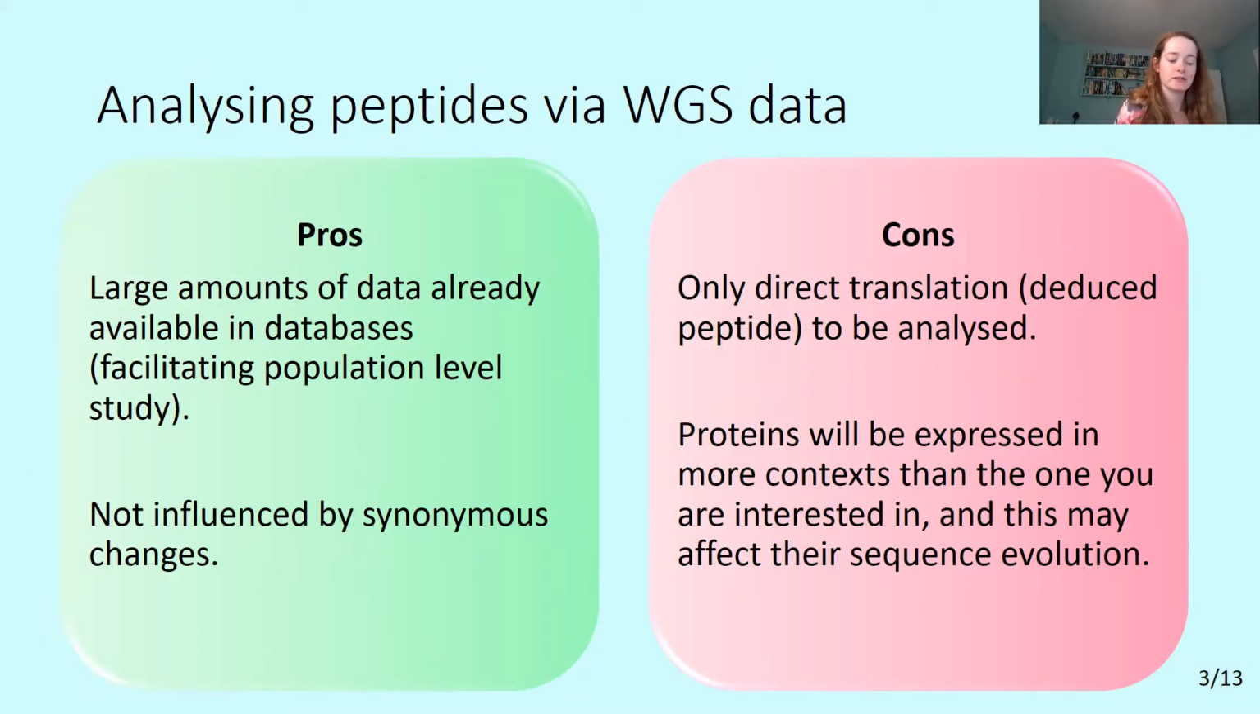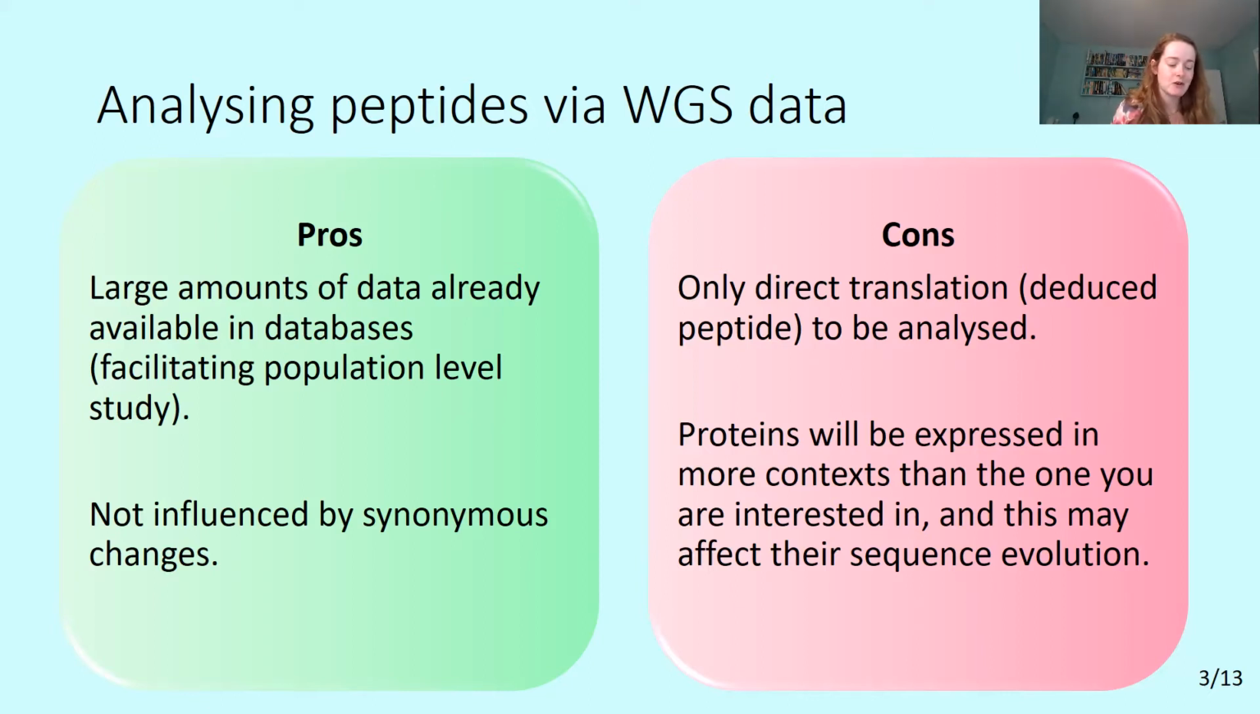So, the pros and cons of analysing peptides through whole genome sequence data. In terms of the positives, there's lots of data already available in databases through whole genome sequencing, which means that you can do population level studies relatively quickly, instead of only focusing on protein sequence data from a limited number of isolates. Another benefit is that compared to studying nucleotide sequences, you're less influenced by synonymous changes. You're just one step closer to phenotype.